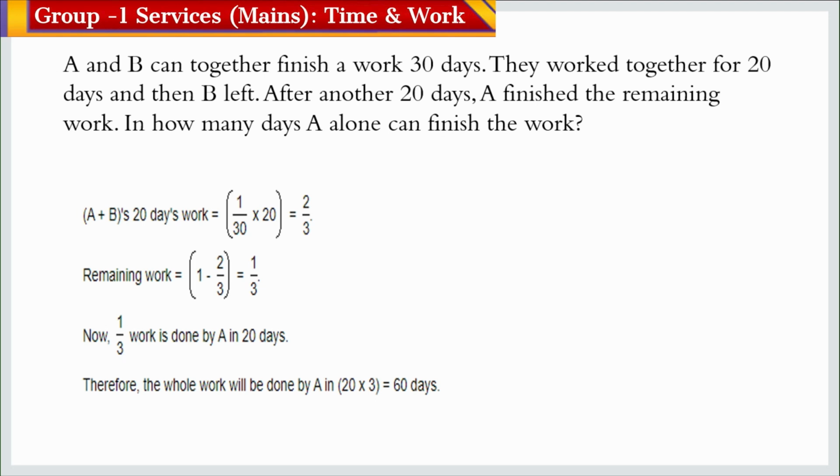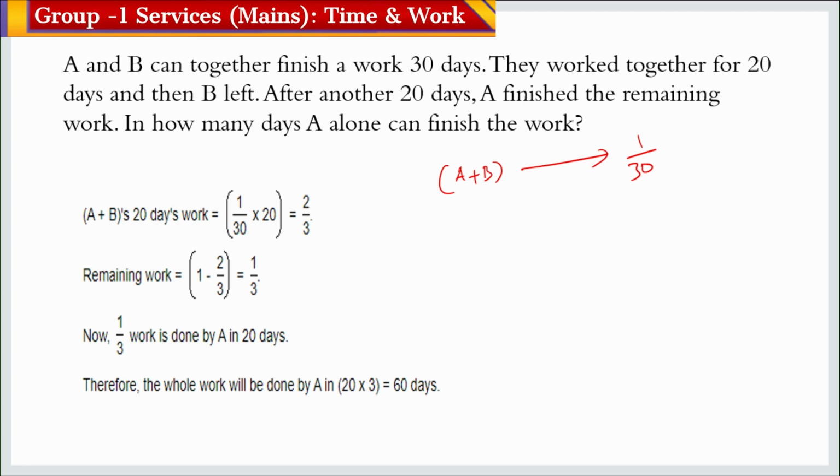If A and B can together finish the work in 30 days, they work together for 20 days and then B left. After another 20 days, A finishes the remaining work. In how many days can A alone finish the work? This is the question. A and B can together finish the work in 30 days. Means A plus B 1 day work is 1 by 30.